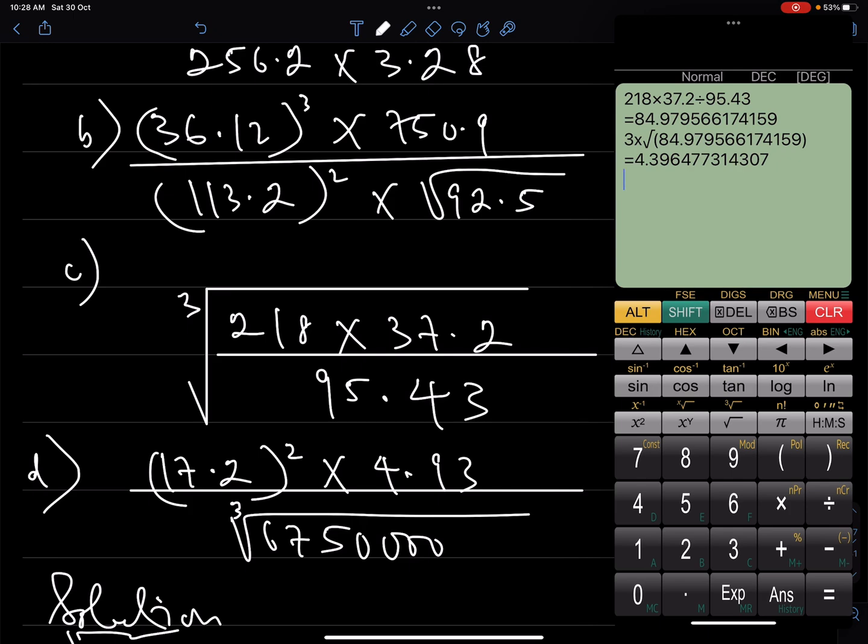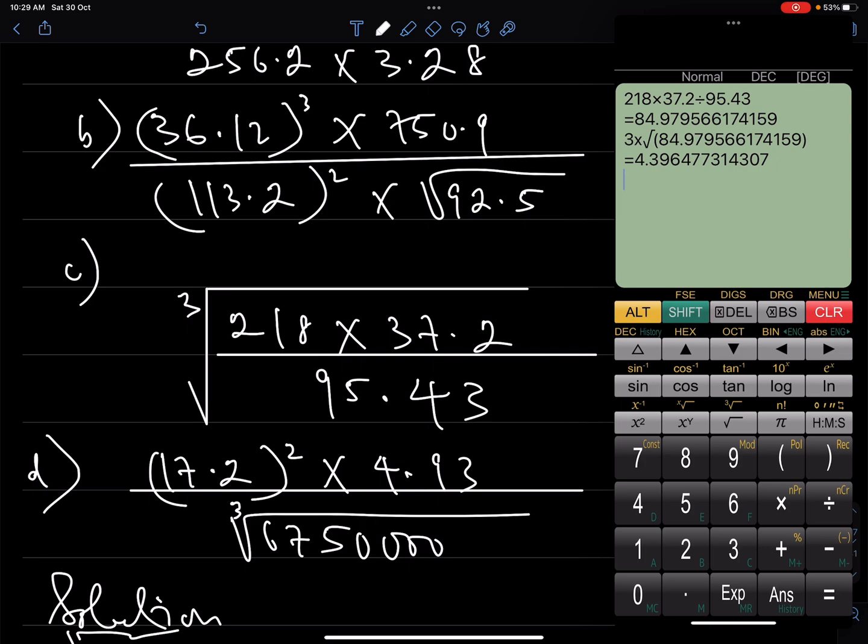17.2 squared times 4.93 divided by the cube root of 6,750,000. This one, can I just find the cube root immediately? Yes, now when you do this one, you find the logarithm, you now find the cube root. But I can't just cube root it. No, there's nothing like cube root on its own. You can cube something, but you can't cube root any number. You find the logarithm now. Okay. Because that's what they said you should do.